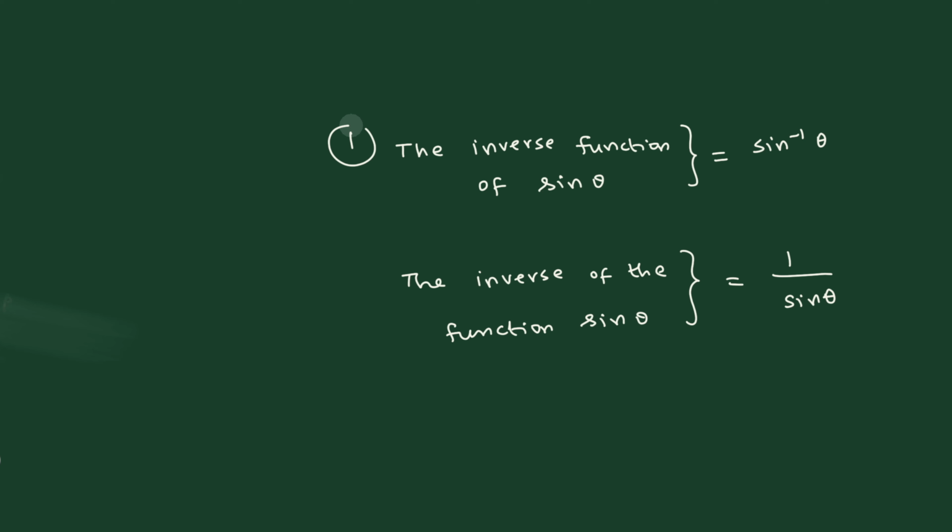So did you get this point? These two are not the same. You have to be very careful. This is the inverse function. The inverse function is different. The inverse of the function is different. So there is an "of" coming here. Here there is no "of". This is known as the inverse function. The second one is known as the inverse of the function. You know that sine inverse of theta and 1 divided by sine theta are not the same. So that is where you'll have to be careful.